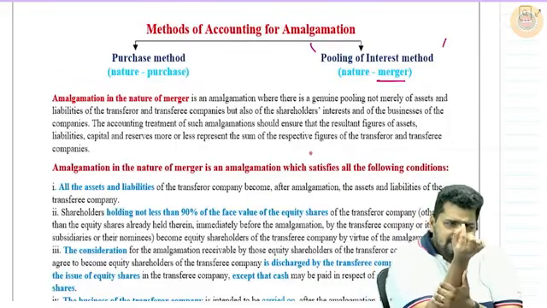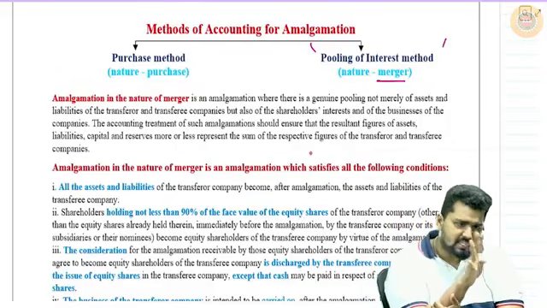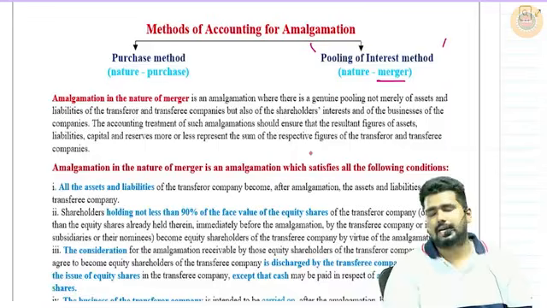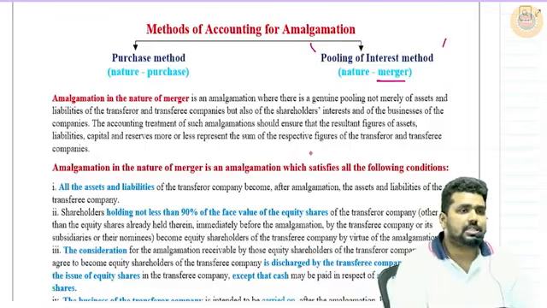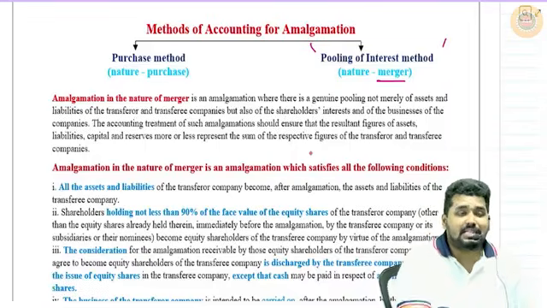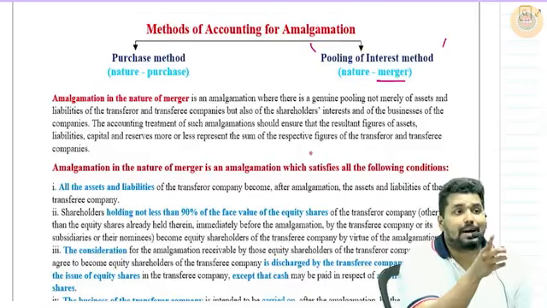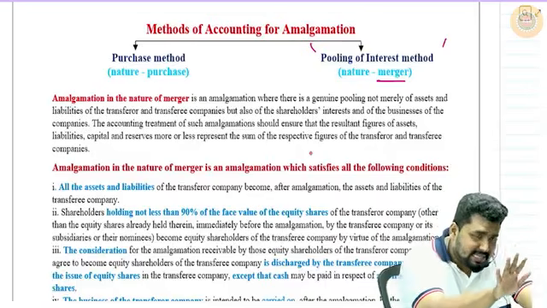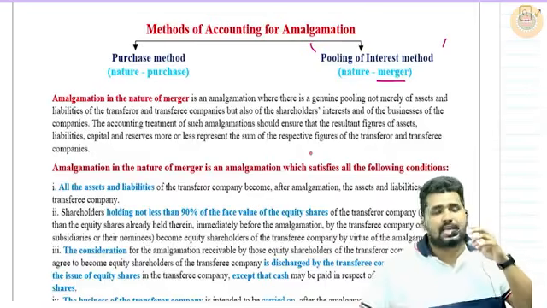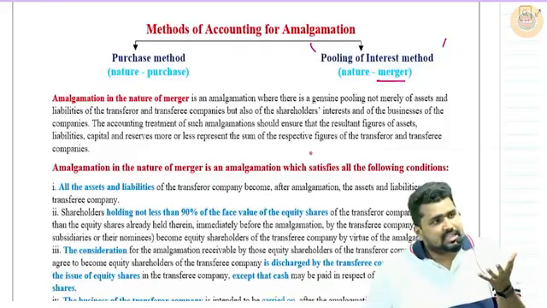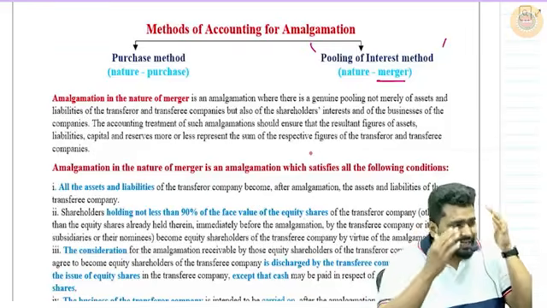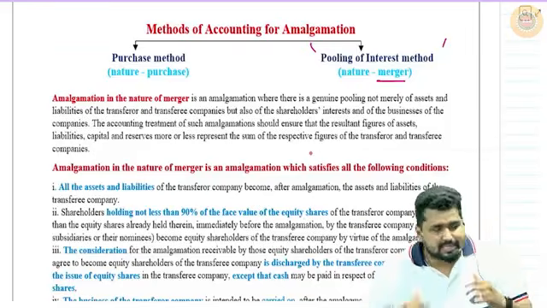Out of 5, even if 1 condition is not satisfied, 4 satisfied, predominantly satisfied, sir, then it is not called an amalgamation in the nature of merger. Still, it is amalgamation only. Many people are mistaking that, like, if the 5 conditions are not satisfied, then it is not amalgamation. It is amalgamation only. Some other method we have to apply.